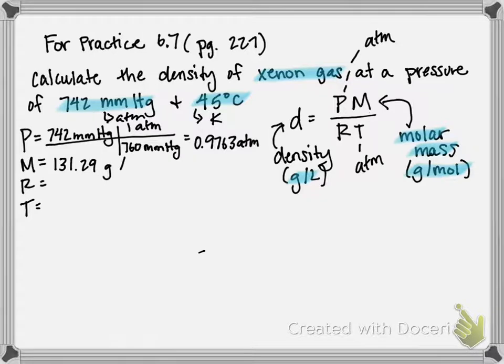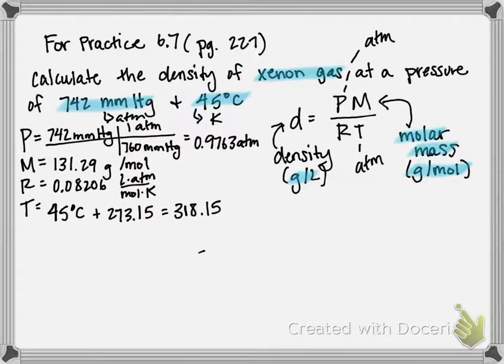Our molar mass, if you consult the periodic table, the molar mass of xenon is 131.29 grams per mole. Our R value, always going to be the same since it's a constant, 0.08206 liters times atmospheres over mole times Kelvin. And then our temperature is 45 degrees Celsius, but it needs to be in Kelvin, so we're going to add 273.15 to get temperature 318.15 K.